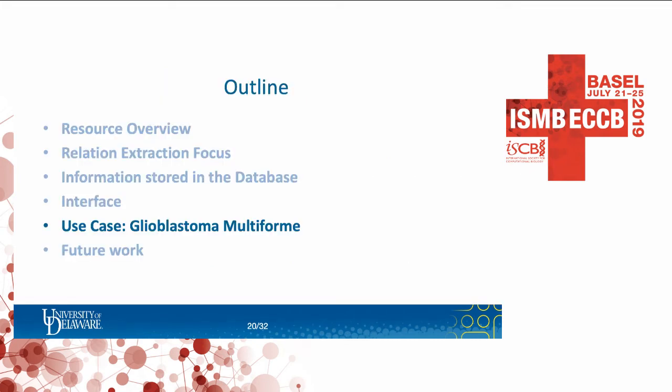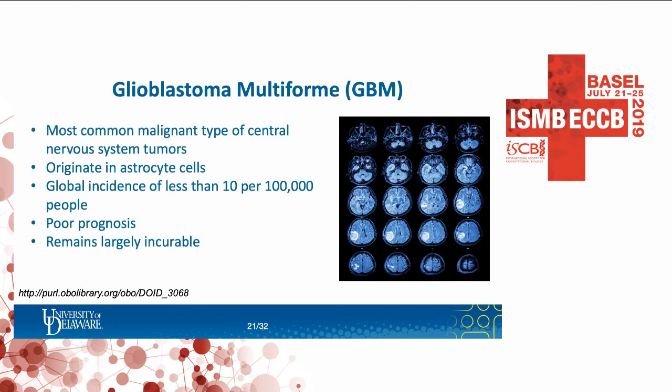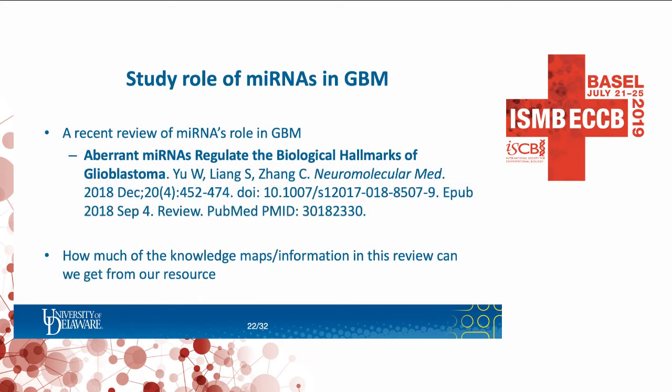So I'm going to further show you an interaction with the data, with our database using the interface through a use case. In our case, we chose glioblastoma multiforme because it is the most common malignancy of the central nervous system. And in order to identify the role of microRNAs in glioblastoma multiforme, we decided to follow this procedure where we picked a recent review of microRNA's role in GBM, and then we started exploring our system to see how much of the knowledge or information in this review we can get from our resource.